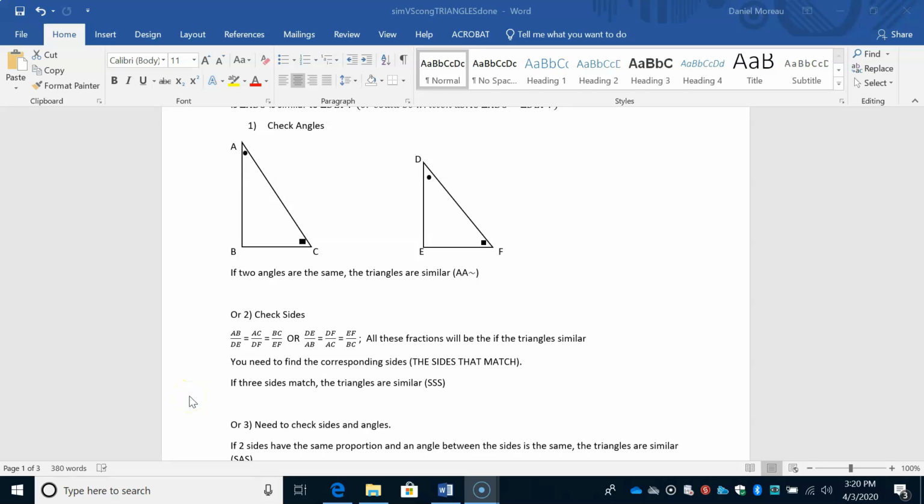Your second option is to check the sides. You can check the sides by substituting into the fraction. This can be the longest, but it does have the added benefit of testing congruence.